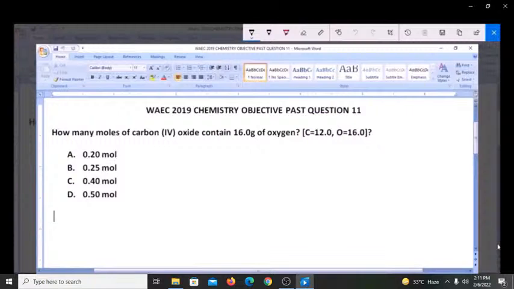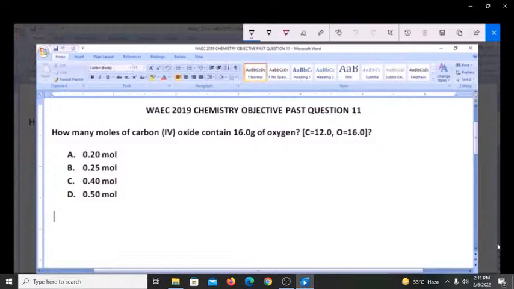I'm going to be solving WAEC 2019 chemistry objective past question, and this is number 11. And the question is, how many moles of carbon dioxide contains 16.0 grams of oxygen? A. 0.20 mole, B. 0.25 mole, C. 0.40 mole, D. 0.50 mole.